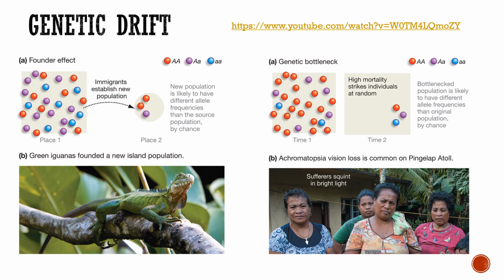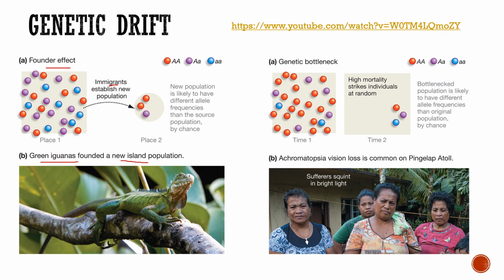Another driving force of evolution is what's called genetic drift. Again, there's a video here. We're not going to click on it for this, but I highly encourage you to view it to better understand genetic drift. Essentially, genetic drift is a random event that selects for one trait or one genotype over another. Two examples of this: the founder effect. If we have immigration happening, for example, green iguanas founded a new island population.